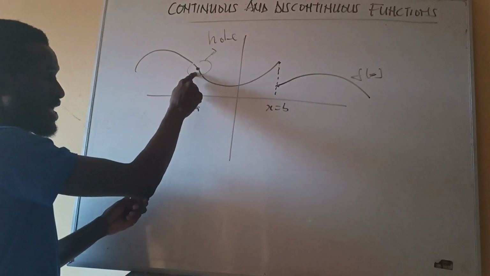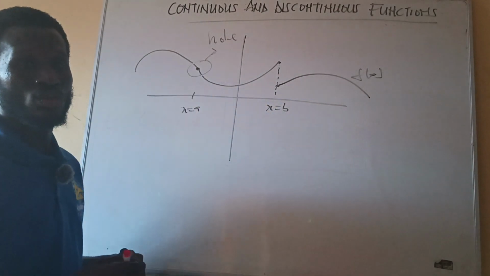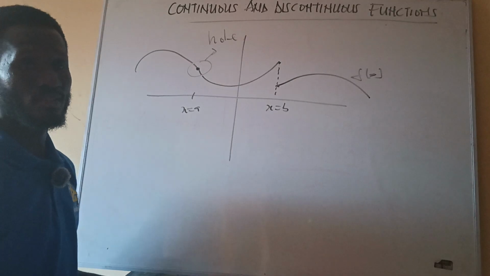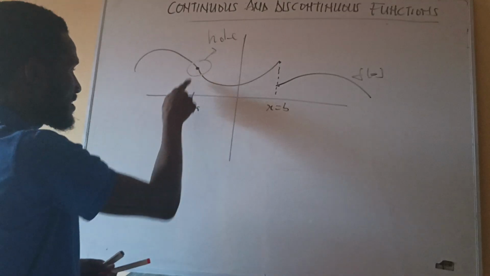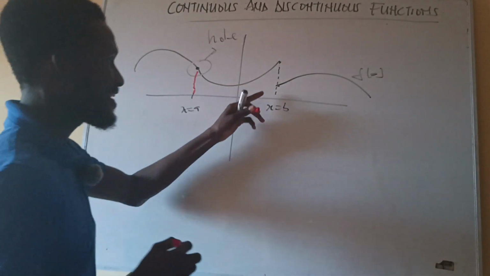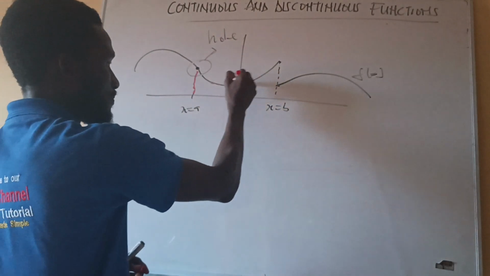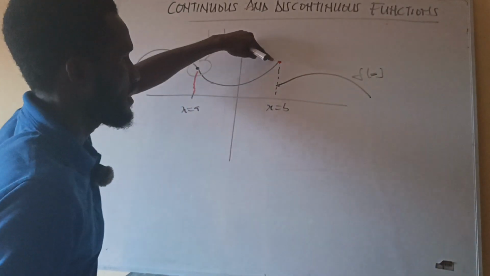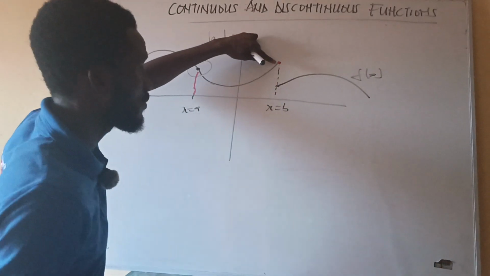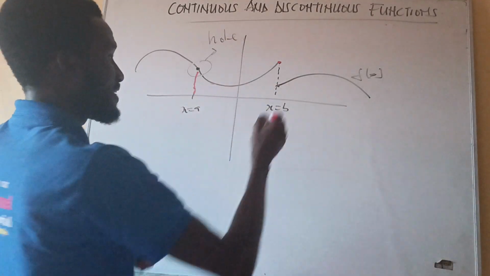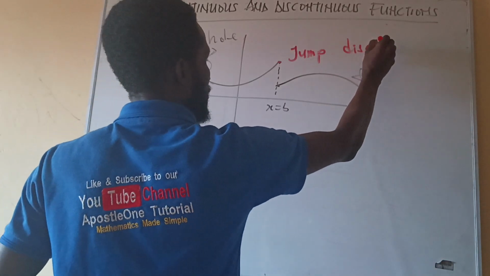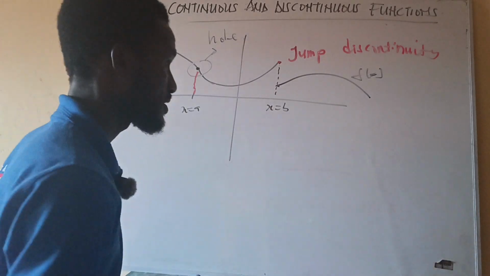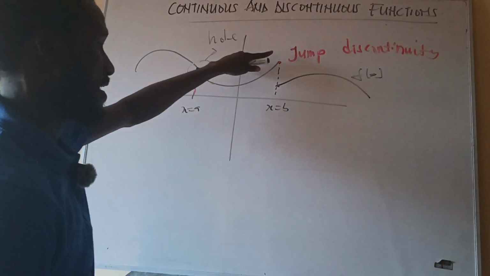So at x is equal to a, the curve is discontinuous because here the curve is not moving straight. So this is a hole or removable discontinuity at x is equal to a. Now at this particular point, the curve was moving like this. Now when it gets to this point, it didn't continue, it didn't create a hole, but it moved from here to here. You get it? Now this one is what you call jump discontinuity. So from here, it's moved from here to here.